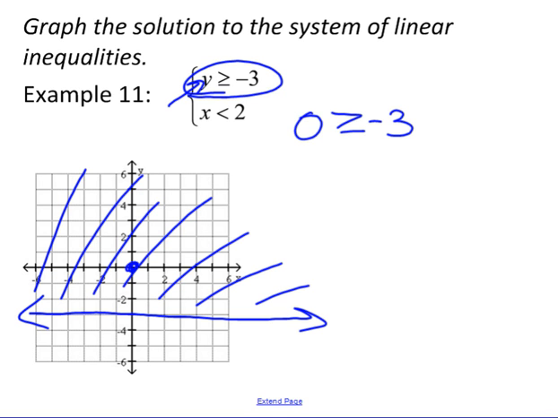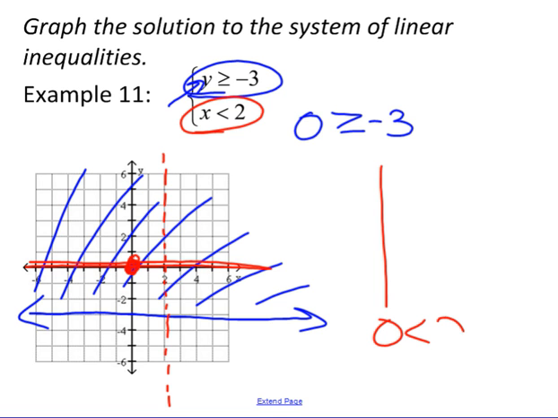Now, my other one, x is less than 2. My x-axis goes this way, so my x equals has to be perpendicular to it. So x is less than 2 is going to be a dotted line at 2. It's going to be vertical. Test point is 0, 0. Is 0 smaller than 2? And yes, it is. So I'm going to shade covering up.